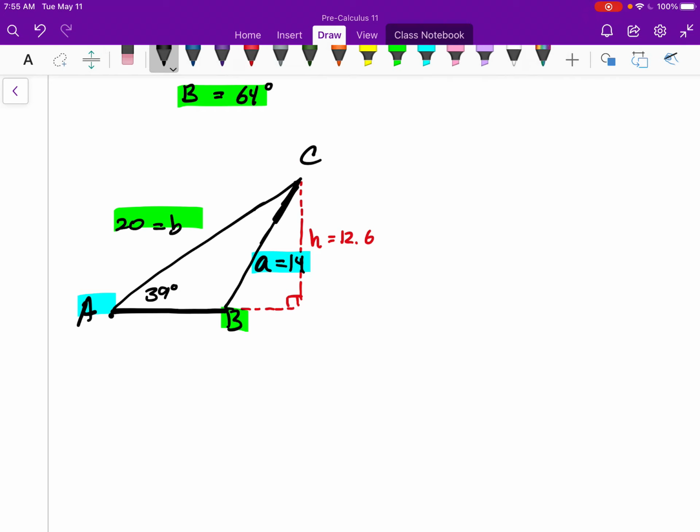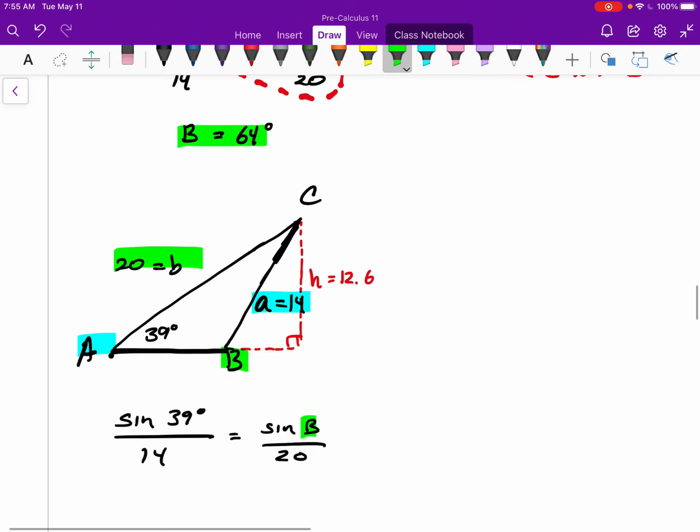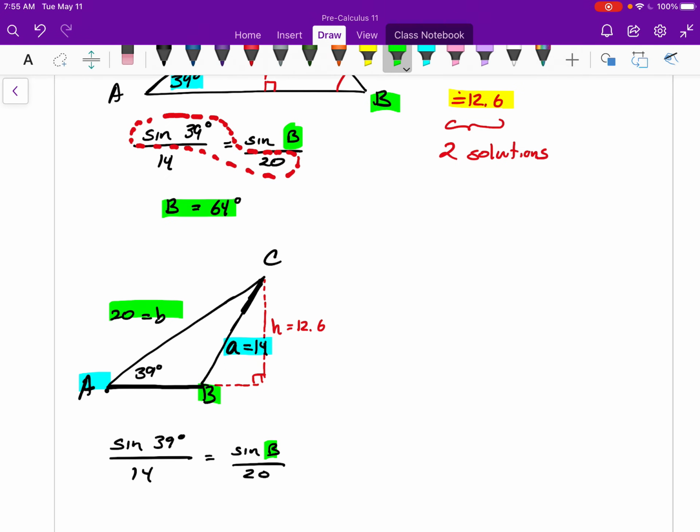I can set it up as the sine of 39 degrees over 14 equals the sine of b over 20. Well, it's kind of silly for me to even bother doing those calculations. That's the exact same thing I set up here, but it's clearly a different triangle. So if I do this calculation again, I'm going to get to 64 degrees again. But there's no way that angle there is 64 degrees.